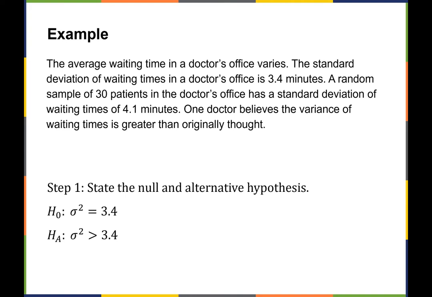So, as always with our hypothesis test, the first step is to state the null and alternative hypothesis. One doctor believed the variance is greater than originally thought. So, that's our alternative hypothesis, that sigma squared is greater than 3.4. Remember the variance is sigma squared, and we're given the standard deviation, which is sigma, but if sigma is bigger, so is sigma squared. Actually, for numbers bigger than 1, if you square, you're going to get a bigger number, and these are both bigger than 1. And our null hypothesis will be that the waiting time is equal to the population standard deviation of 3.4.